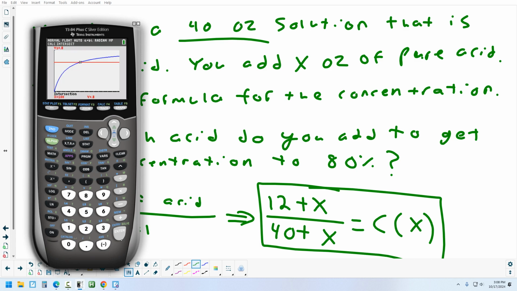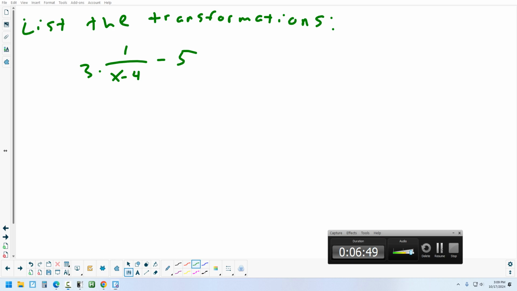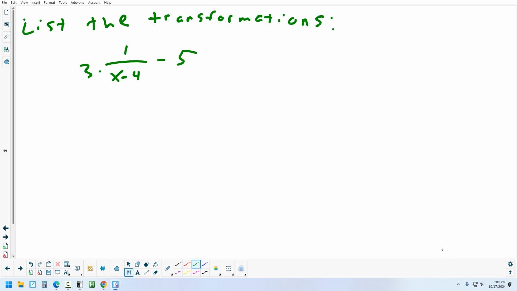We would have to add exactly 100 ounces of pure acid to the mixture we already have, and that would make the concentration go up to 80%. And that's a mixture problem. Okay, so the next question we're going to look at involves determining the transformations of a rational function. So you could see the question like that.